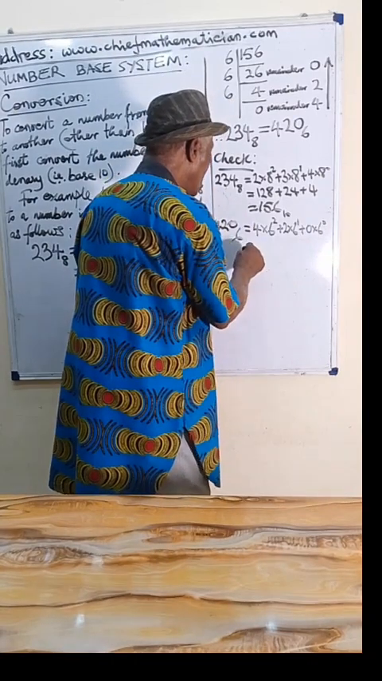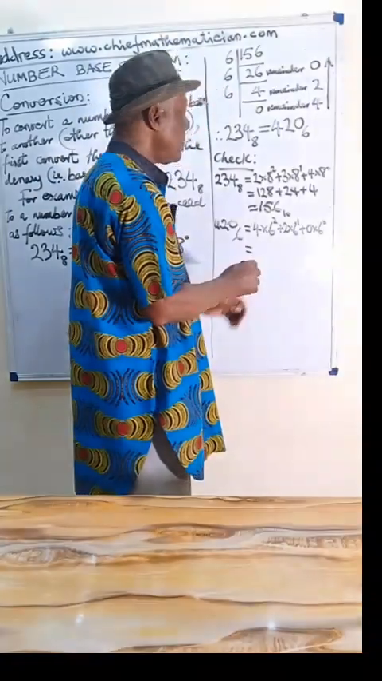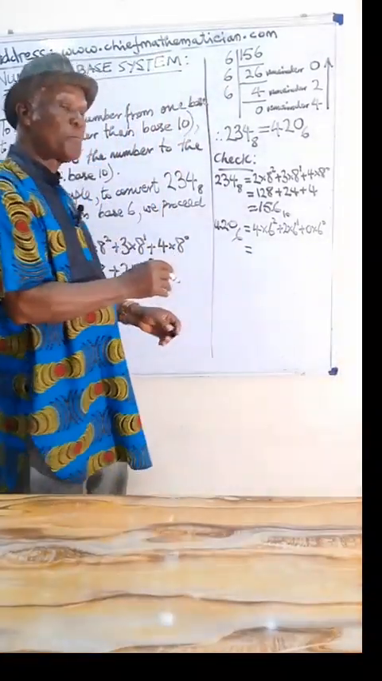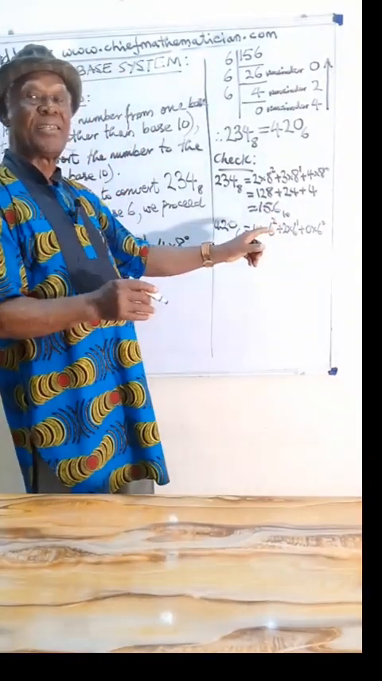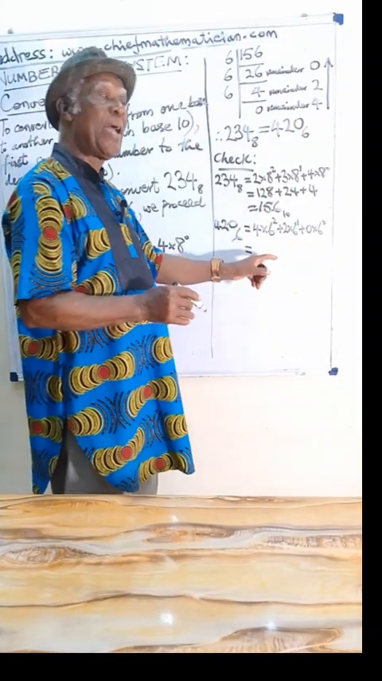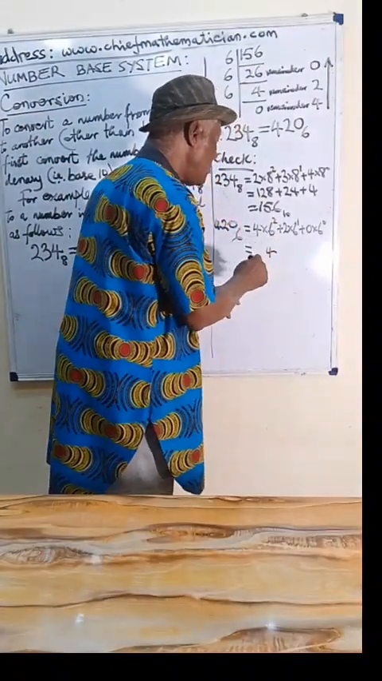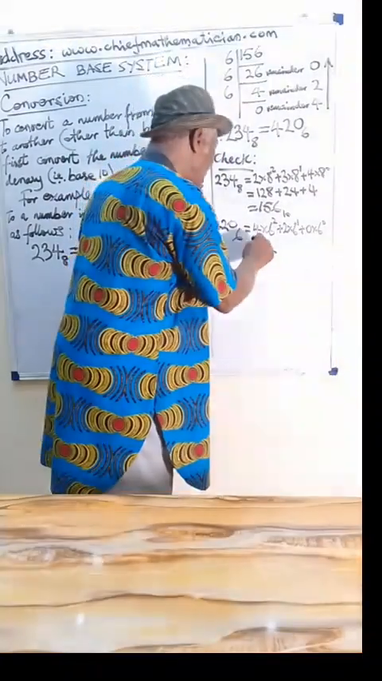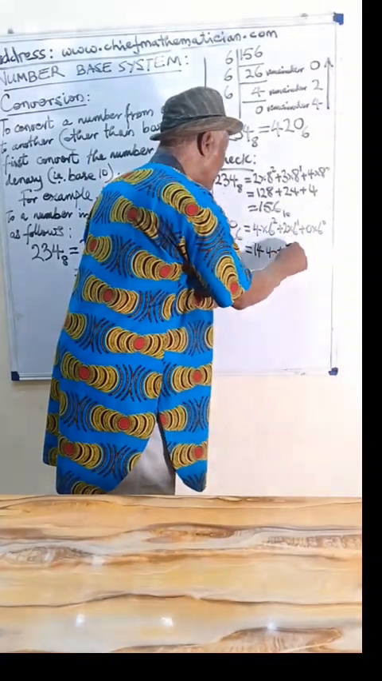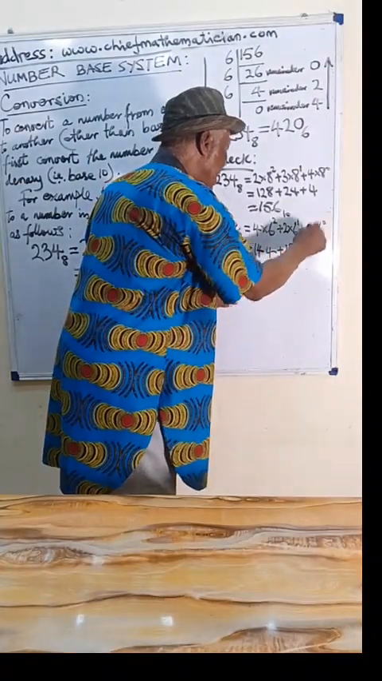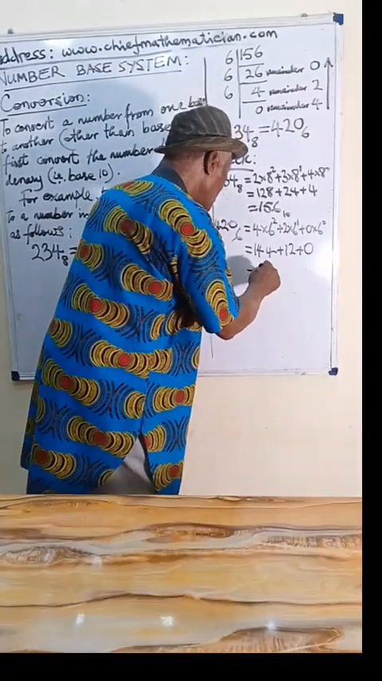What is it equal to? 6 squared is 36. And if you multiply 36 by 4, you get 24 carry 2, then that will give you 144. 2 times 6 will give you 12. 0 times whatever you have there is 0. And what does this give you? This gives you 156 again.